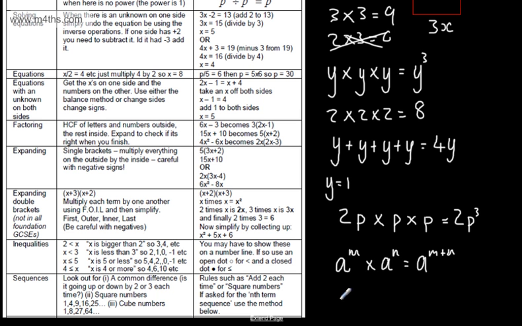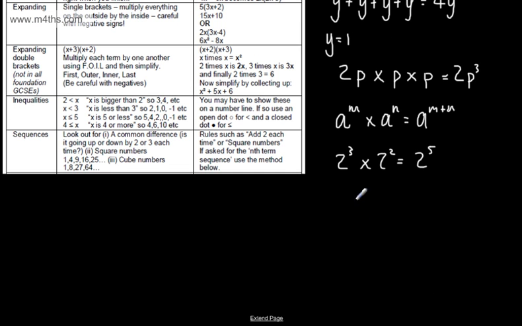So if I have now, let's say we've got 2 to the power of 3, multiplied by 2 to the power of 2, this is going to give me 2 to the power of 3 plus 2, which is 5. So when we're multiplying, the bases are the same, we add the powers. Now if we think about this, 2 to the power of 3 is going to be 8, 2 to the power of 2 is going to be 4, and 8 times by 4 is 32, and 2 to the power of 5 is 32. So these are what we call the rules of indices.